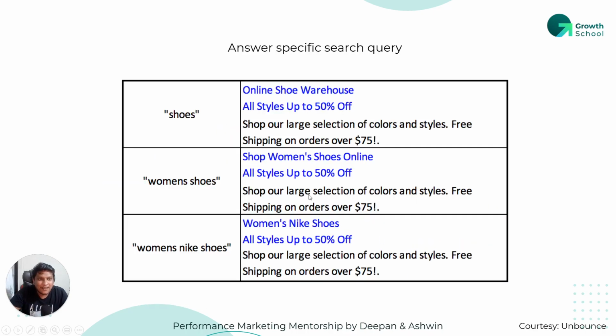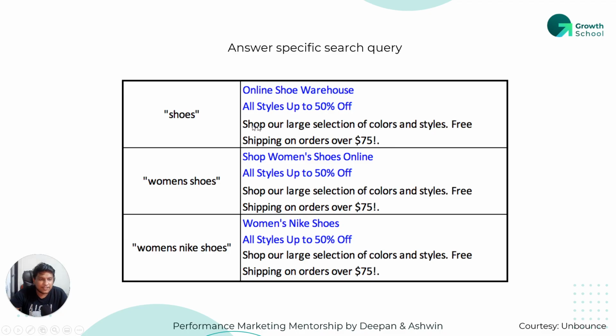Okay. So when you're writing ad copies, you need to write specific ads for specific search queries. For example, look at these 3 ads. Okay. Somebody searching for shoe. You want to drive them to a landing page where they can see multiple varieties of shoe. Look at this ad copy: online shoe warehouse, all styles, up to 50% off. Shop a large selection of colors and style, free shipping on orders. It is pretty much the same.